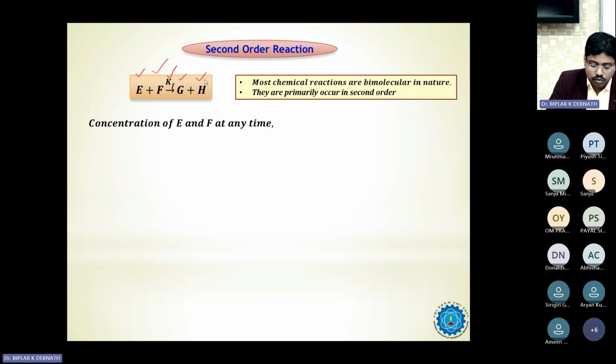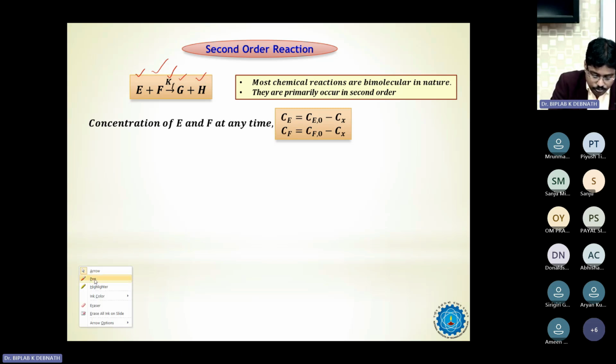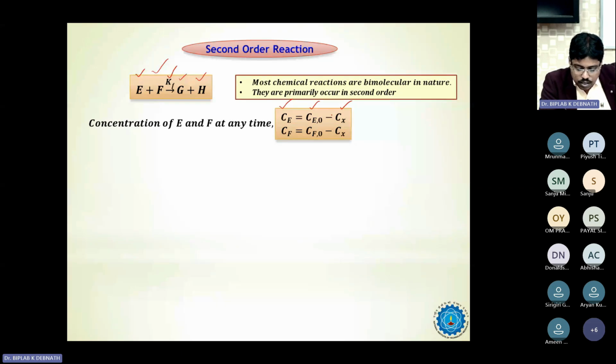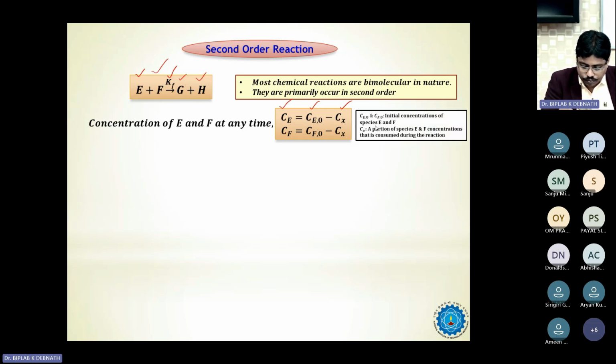Then the concentration of E and F at any time, we can write that Ce is equal to Ce naught minus Cx. Here Ce naught is the initial concentration, and Cf naught is the initial concentration again for the constituent F. Ce naught and Cf naught are the initial concentrations of the species E and F, and Cx is the portion of species E and F concentration that is consumed during the reaction.